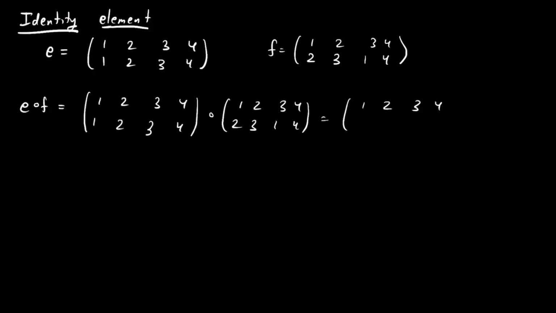So it turns out it's pretty easy to identify the identity element. The identity element E is going to be the map that just sends every integer to itself. So 1 goes to 1, 2 goes to 2, 3 goes to 3, and 4 goes to 4.